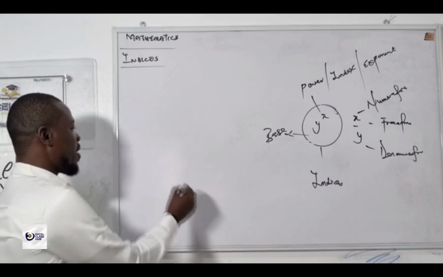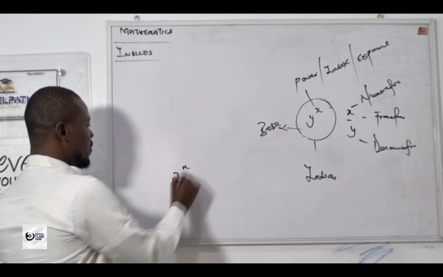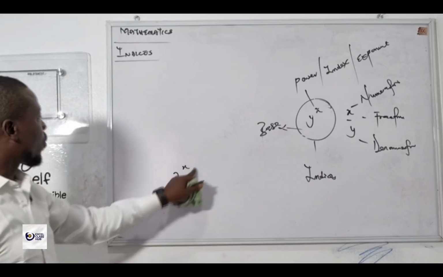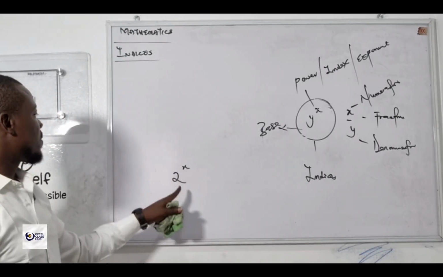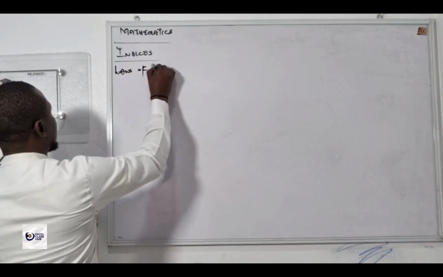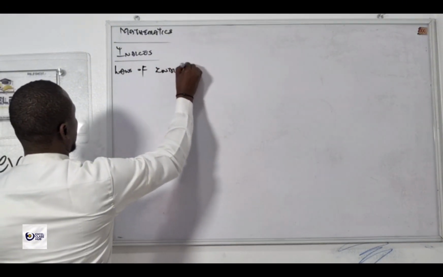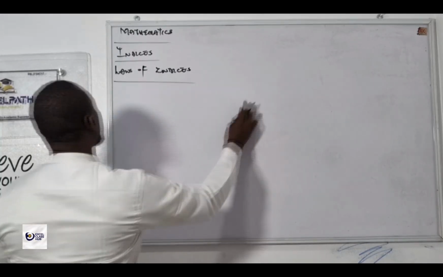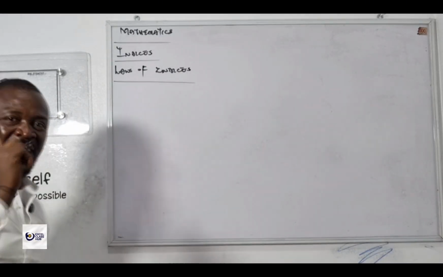So students, in a nutshell, if I want to pronounce this, I call it 2 raised to the power of x. Anything like this is in the form of indices. Now, the laws of indices.